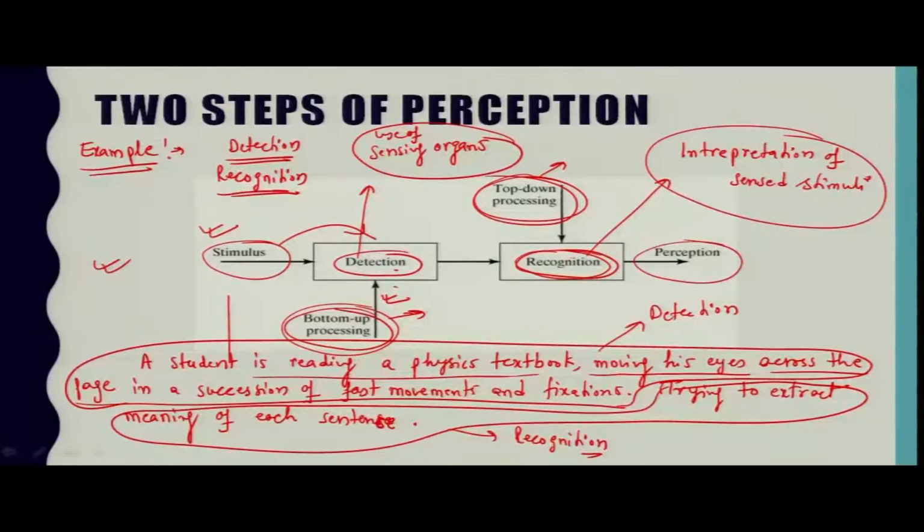But on the contrary, top down processing refers to the information processing activity of perception that is based on the human's knowledge, experience and somewhat expectation. As such, it is concerned with the recognition step in perception.